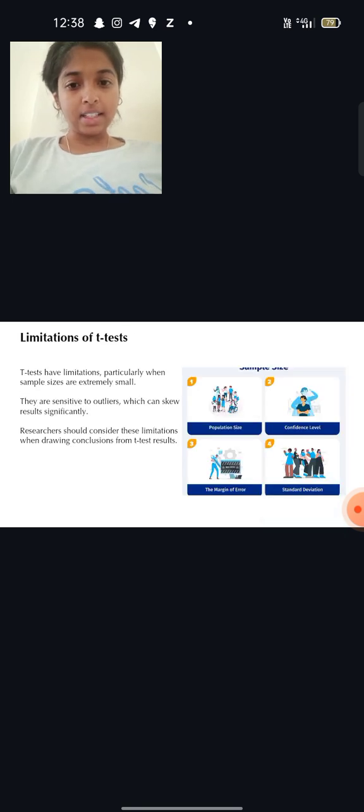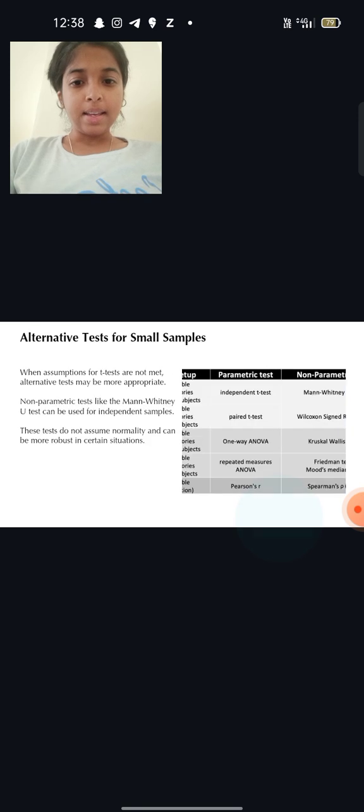Limitations of the t-test. The t-test has limitations, particularly when samples are extremely small. They are sensitive to outliers, which can skew the results significantly. Researchers should consider these limitations when drawing conclusions from t-test results.